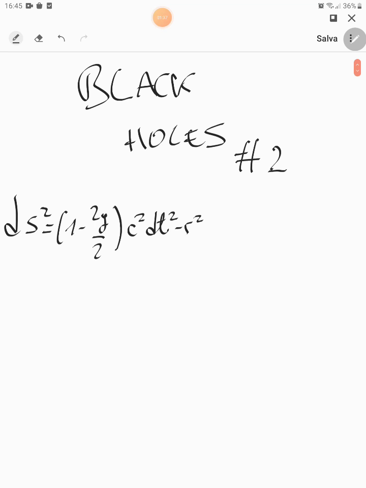Oh, it's raining here. It's bad weather today. Anyway, r² sin²θ dφ². Oh no, there was a sound, a bad sound. It wasn't raining. Yeah, plus dθ².